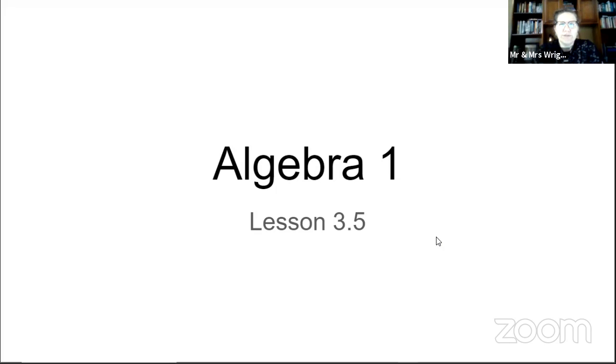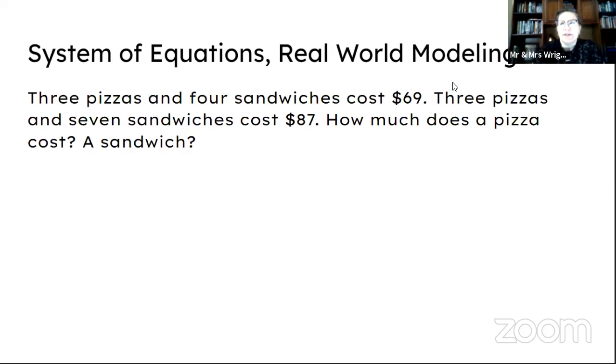Some system of equations, real world modeling. And so we have 3 pizzas and 4 sandwiches that cost $69. 3 pizzas and 7 sandwiches cost $87. So how much does a pizza and just a plain sandwich cost? What's the cost of the pizza? And what's the cost of the sandwich?